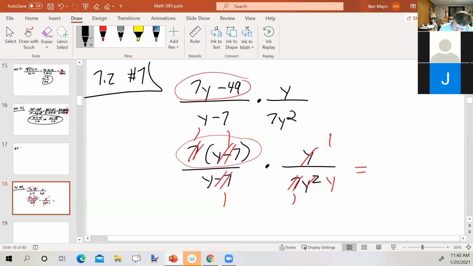So in the numerator, I've got 1 times 1 times 1. And in the denominator, I've got 1 times 1 times y. So I've got 1 over y is my final answer. All righty. That takes us to number 17. We good to go on?